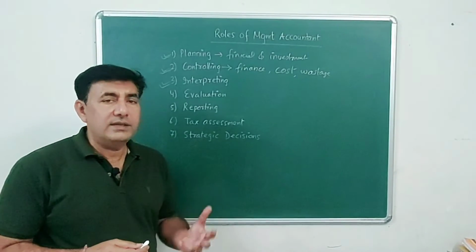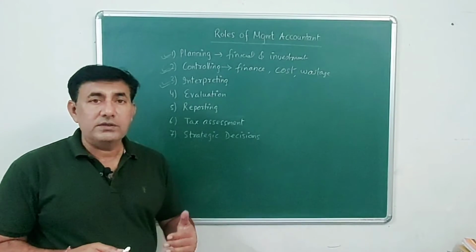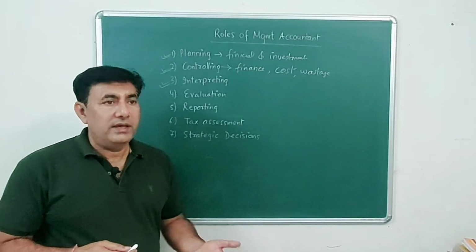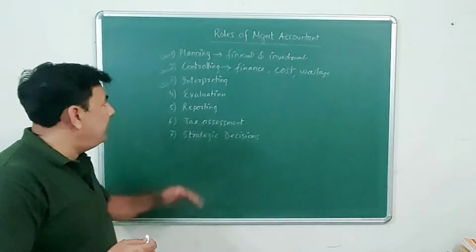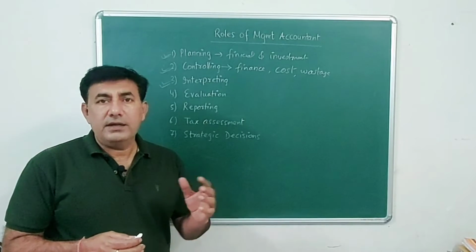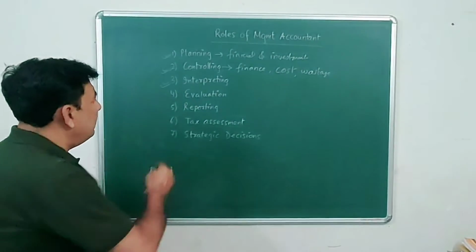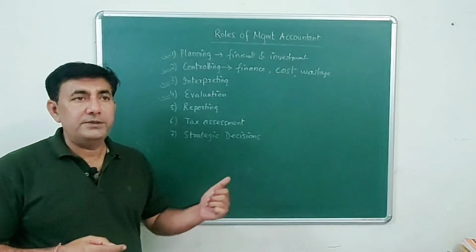The third one is interpreting: finding the net results of the company, whether the company is in profit or loss. If in loss, what can they do to make it a profitable enterprise? So it's a very difficult job, interpretation. Interpretation is just finding the net result of the company, and based on that we do the evaluation, which is the next function of a management accountant.